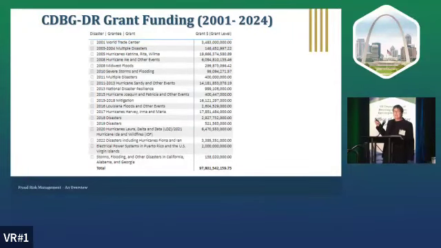There is 97 point something billion in CDBG-DR going back to 9/11. 97 billion, that's a B. There are 79 active grantees, so there's a lot of money out there.